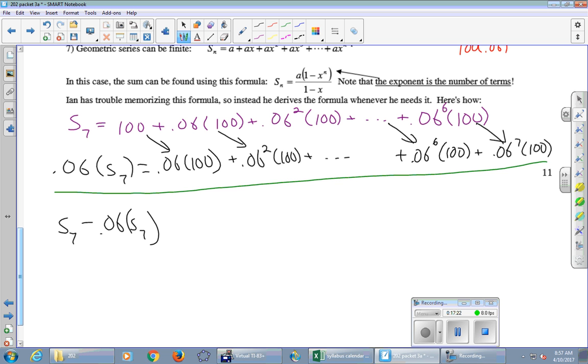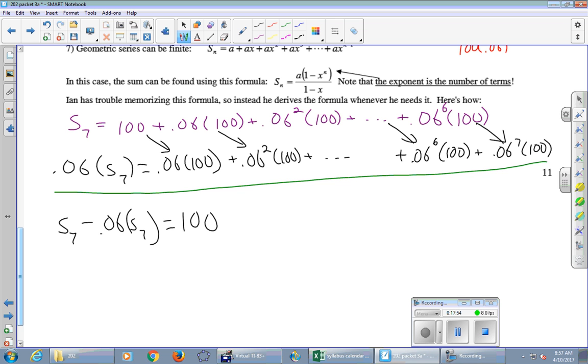When we subtract top minus bottom, this first term 100 has no partner. It doesn't cancel with anything. So I'm going to write that: 100 minus, and it's got nothing to cancel with. But the next term, 0.06 times 100 in purple, when I subtract, cancels with this first term in the second line, right? And then the 0.06 squared times 100 in purple has a partner that it cancels with. And 0.06 to the 6th, last purple term, has a partner.